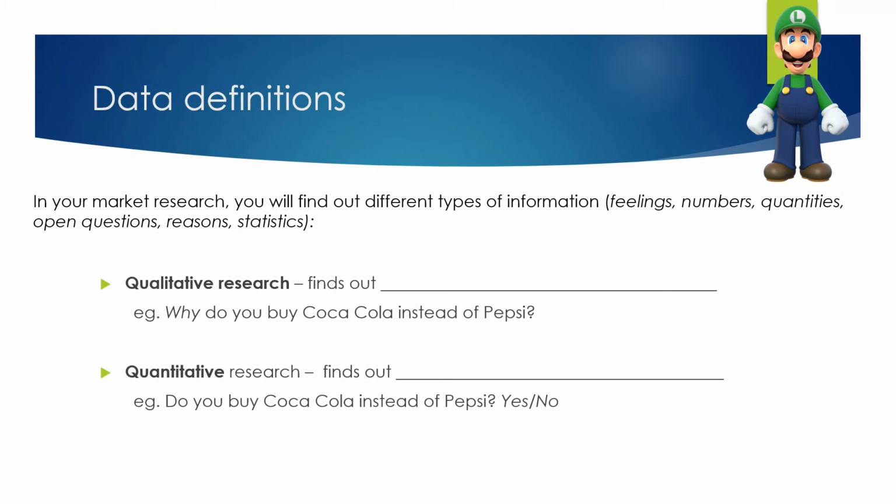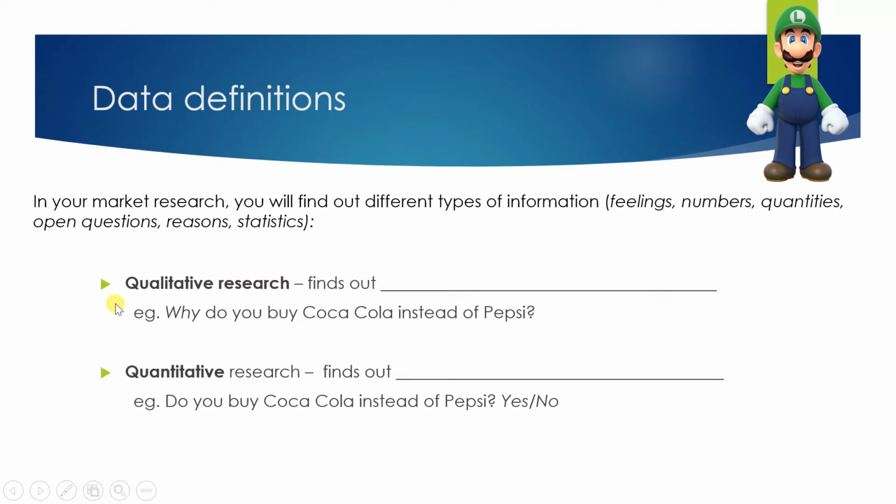Well, here's Luigi with your first task. This is about data definitions. In your market research, you will find out about different types of information. Now these we've just covered in lesson recap, but let's go over them again and break them down. You can look at feelings, numbers, quantities, open questions, reasons, statistics, closed questions.